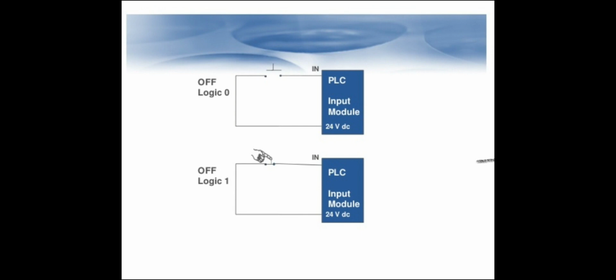Here logic 0 is normally open, so the PLC input module sees it as open. The second one is logic 1, that is a closed one, meaning it can pass the signals.